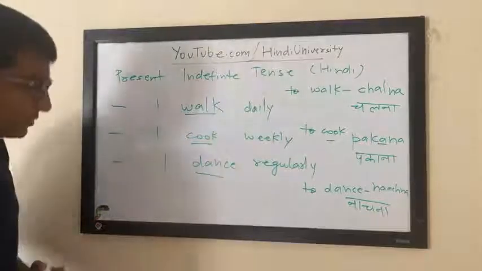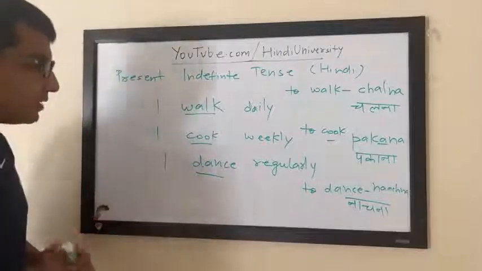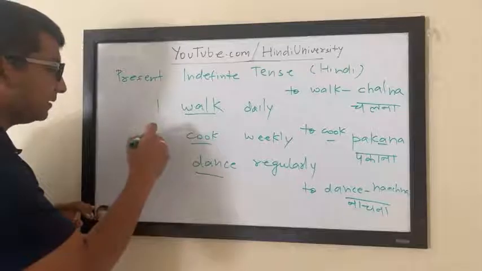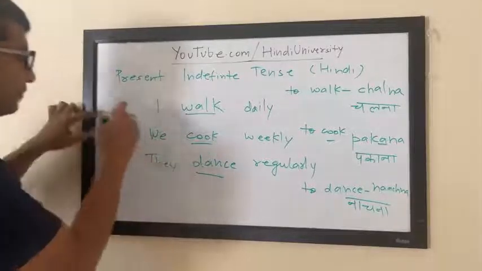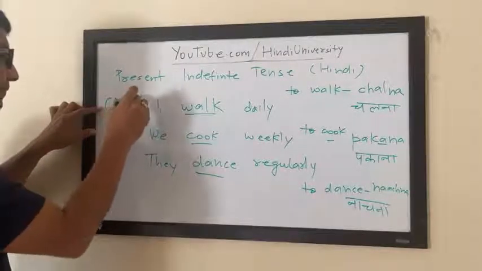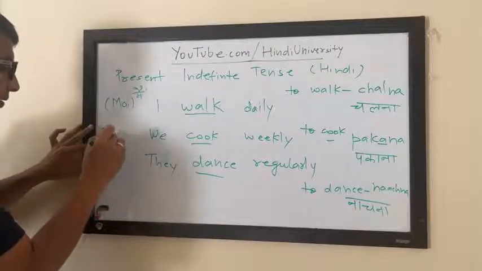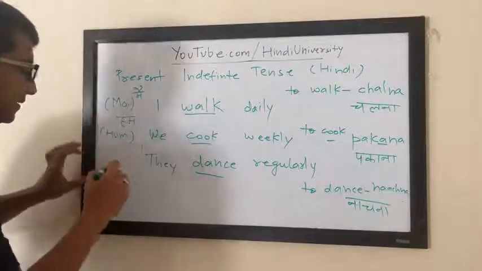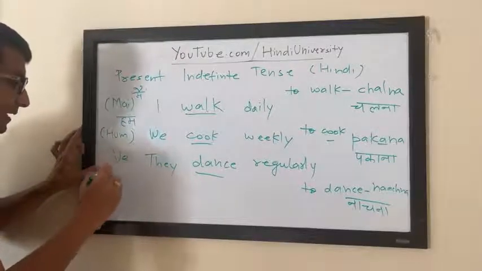Maybe if I can ask, take your time. What are the things that you see here? Like, what are the pronouns here in this case? Main. Okay, so main is this one. Okay, good. So you said I is main. Okay. And then we is? Hum. Very good. That's how you say it in Hindi. Hum. And then they is? Ve. Very good.